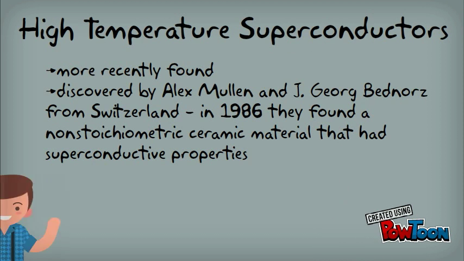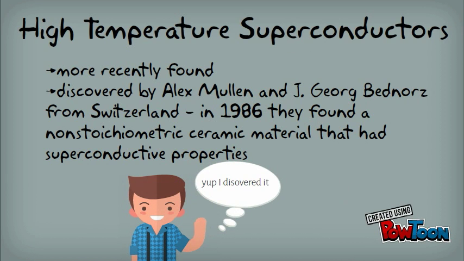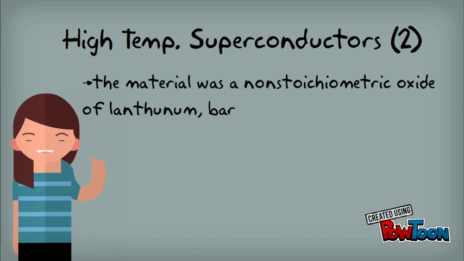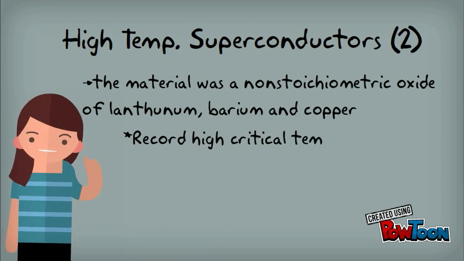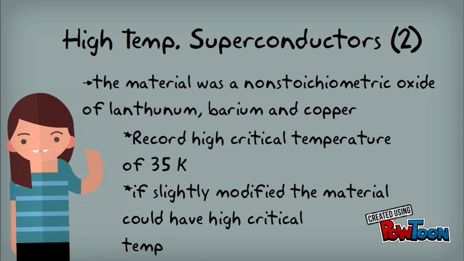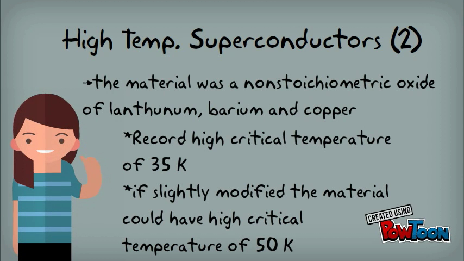High-temperature superconductors were more recently found, discovered by Alex Müller and J. Georg Bednorz from Switzerland. In 1986, they found a non-stoichiometric ceramic material that had superconductive properties. The material they found was a non-stoichiometric oxide of lanthanum, barium, and copper. It had a record-high critical temperature of 35 degrees Kelvin, and if slightly modified, the material could have a high critical temperature of 50 degrees Kelvin.